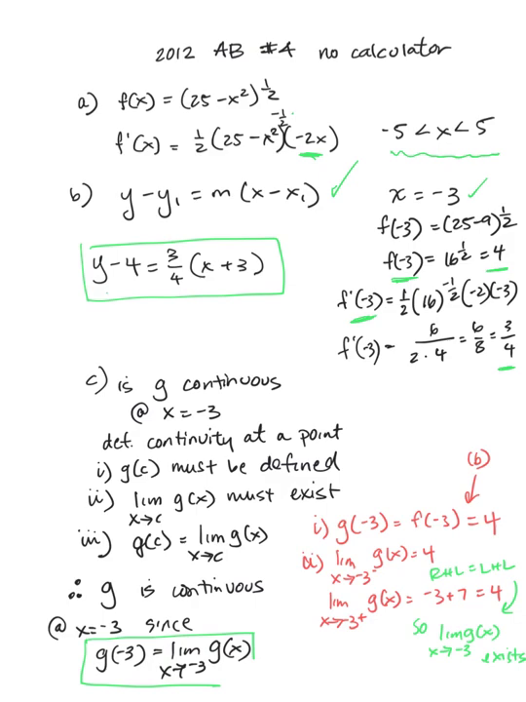Is g continuous when x equals negative 3? So my definition of continuity is right here, and so I'm going to check to make sure that g of negative 3 actually is defined. g of negative 3 is f of negative 3, which is positive 4. The limit as I come from the left of g of x is still positive 4. The limit as I come from the right of g of x is going to be negative 3 plus 7, and that's also 4. So we know that the limit exists. Since the right-hand limit equals the left-hand limit, they both equal 4, and therefore we know it's continuous.